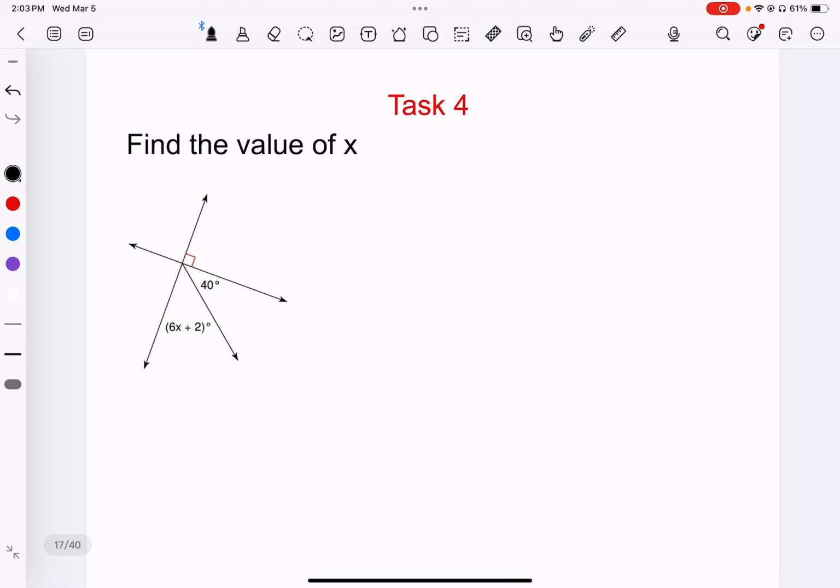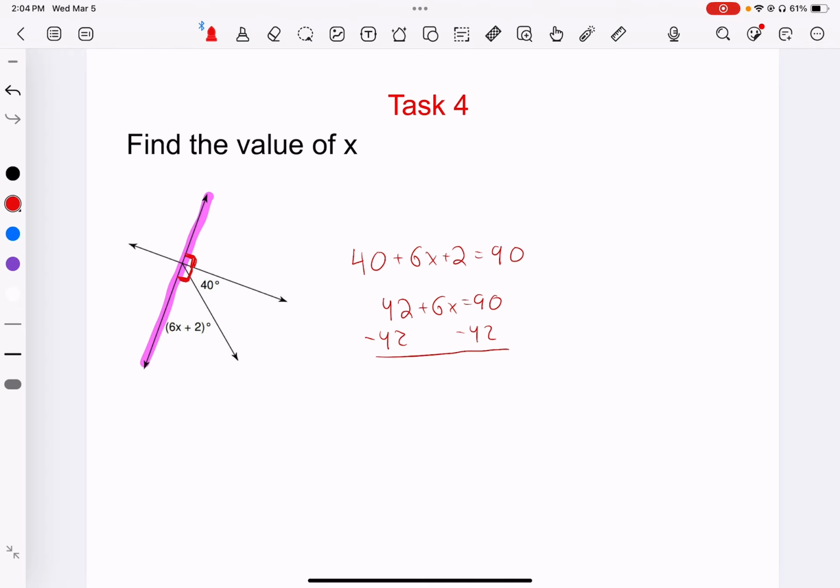Find the value of x in this diagram. Here I notice I have a right angle box on this side, and since it forms a straight line here, that means this is also going to be a right angle. So those two angles are complementary, so they add to 90. So 40 plus 6x plus 2 is equal to 90. Combine my like terms, 42 plus 6x equals 90.